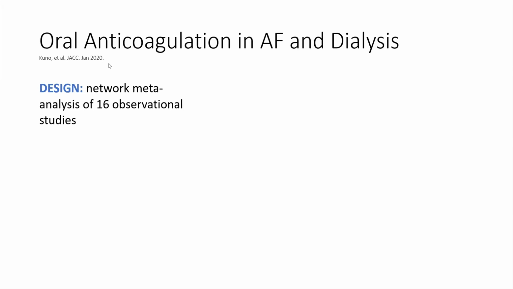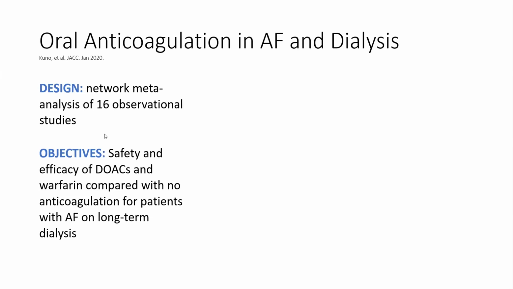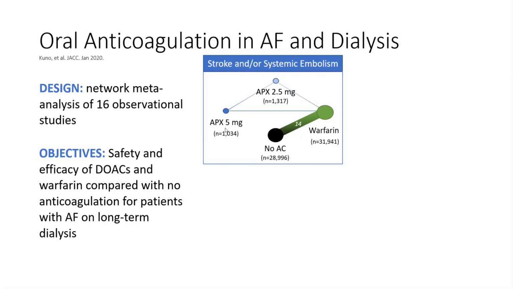This recent paper out in JACC was a network meta-analysis of 16 observational studies that sought to assess the safety and efficacy of DOACs and warfarin compared to no anticoagulation for patients with AFib on long-term dialysis. A network meta-analysis allowed them to compare several studies that may not have had the same comparison groups. So for the primary outcome of stroke or systemic embolism, they looked at 14 papers that compared no anticoagulation with warfarin, one paper that compared Apixaban 5 milligrams with warfarin, and one paper that compared Apixaban 2 milligrams with warfarin.